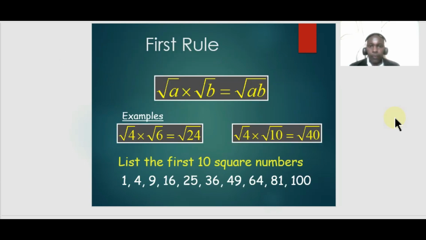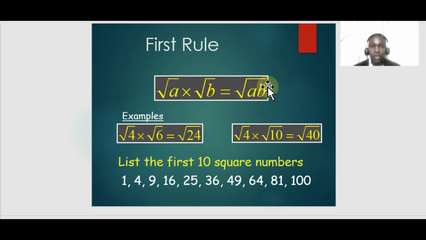So we go to the first rule of surds. Now the first rule of surds states that if you're given root of a times root of b, that one is equal to the root of ab. Using examples to illustrate this rule, let's assume our a is 4, our b is 6, so we have root of 4 times root of 6 will give us root of 24. Another example, root of 4 times root of 10 will give us the square root of 40. So when you're given any root of a, any root of b, and multiply it, you should get the square root of ab.